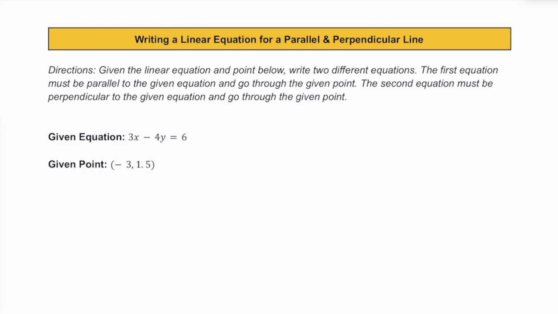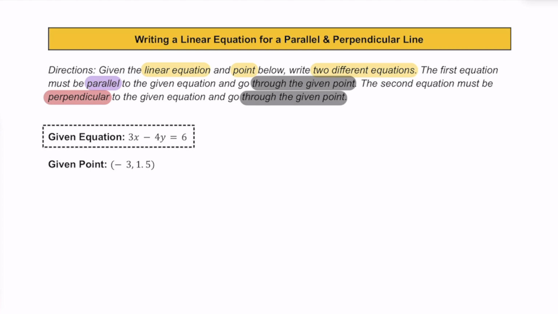In this video, let's go ahead and practice writing some linear equations for some parallel and perpendicular lines together. We're going to be given a linear equation and point, and our job is going to be to find the equation of two different lines, one that is parallel and one that is perpendicular. While one equation is going to be parallel to the original equation, the other one is going to be perpendicular. However, both equations need to go through that given point.